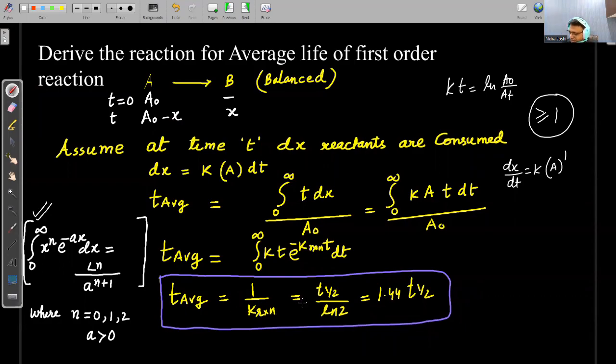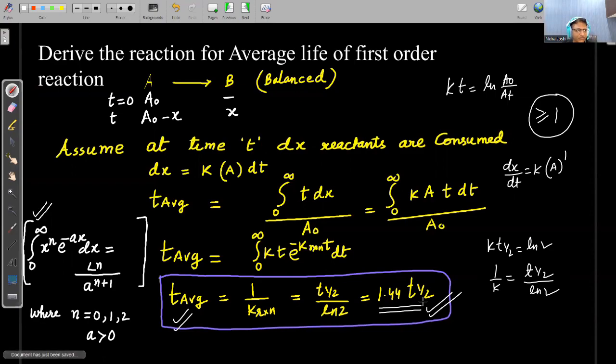And if I write what is the value of k reaction in terms of half life, we know that k reaction into half life is ln 2. So 1 upon k reaction is equal to half life divided by ln 2. If I simplify, 1 upon ln 2 is 1.44. So average life is bigger than half life. Average life is 1.44 times of half life.